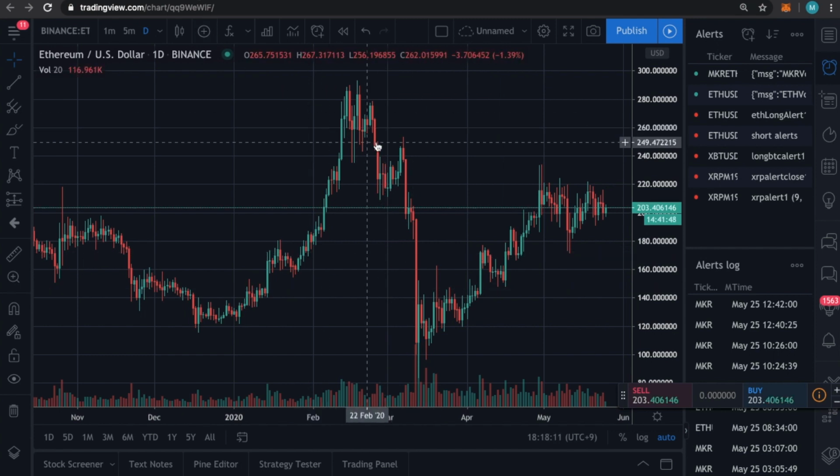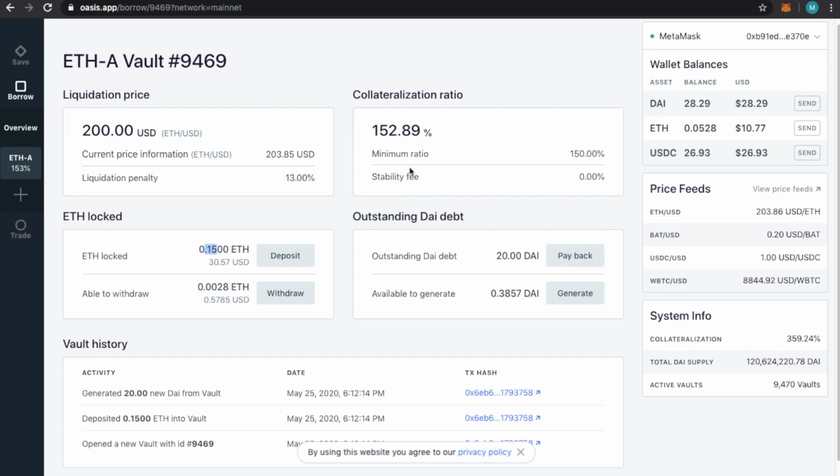However, if I was to open my CDP here, depending on how much collateral I have, if I don't have that much, in this case, I'm really tight. I'm pretty much at the maximum of the amount that I can collateralize. And if the price just goes to $200 from $203, I will get liquidated. I can keep my DAI, but I won't get my Ethereum back at the same rate.